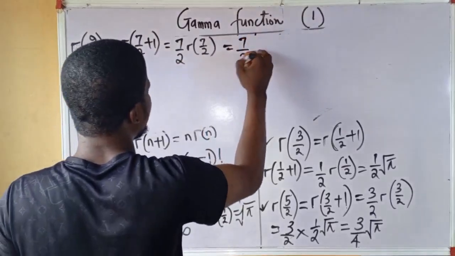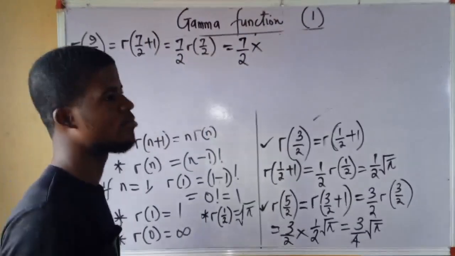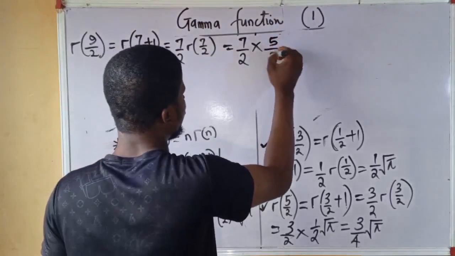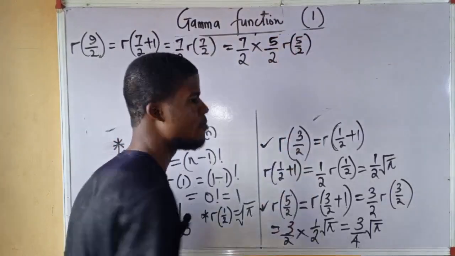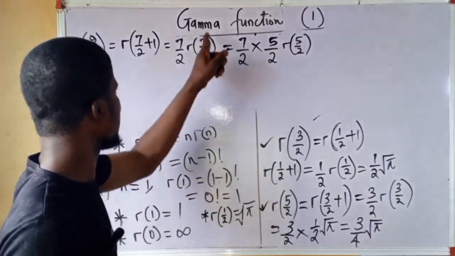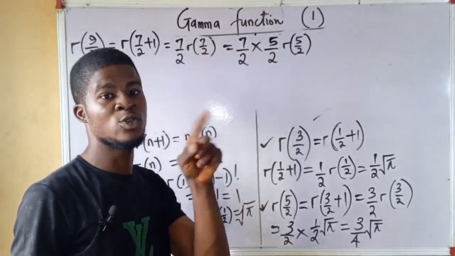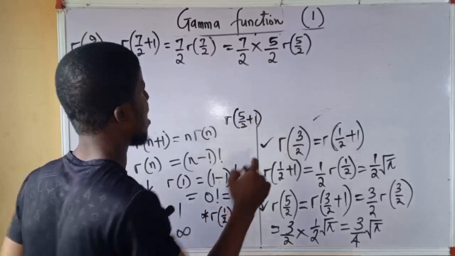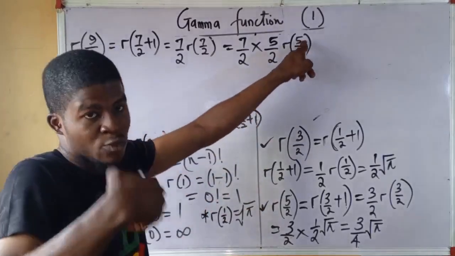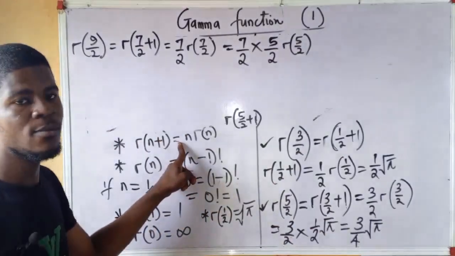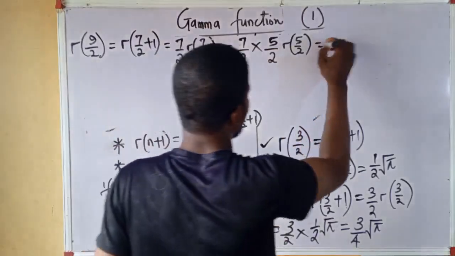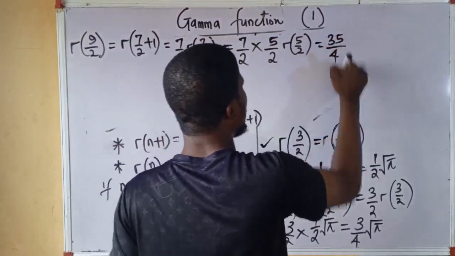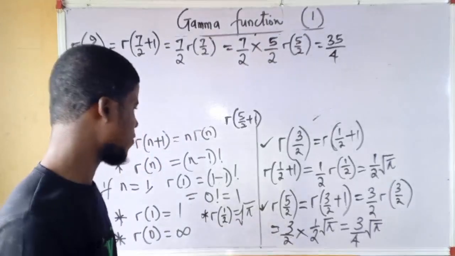We have a 7 over 2 already, times, without thinking too much, gamma of 7 over 2 is actually 5 over 2 gamma of 5 over 2. Do you agree with me? Yes. Because 7 over 2 is 5 over 2 plus 1. So I will write that as gamma of 5 over 2 plus 1, which is 5 over 2 gamma of 5 over 2, using this very powerful formula. So it continues. 7 times 5 is 35 over 4. What is gamma of 5 over 2? Of course, we've gotten that.